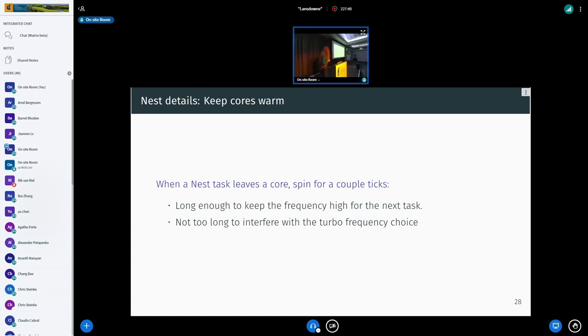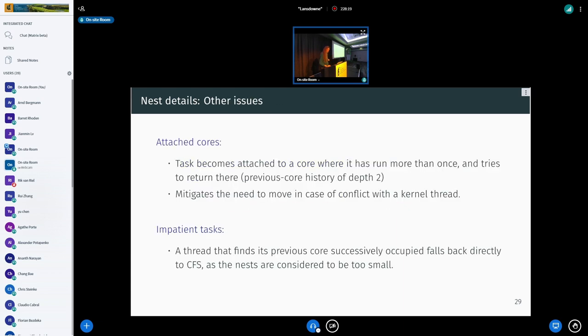So he asked about spinning. This is just the idea that when a nest task leaves the core, we spin for a little while. We cause the idle process to spin for a little while. It's supposed to be long enough to keep the frequency high for the next task, but not too long, because if you keep it spinning too long, then it will interfere with the ability of other cores to enter their highest turbo mode. So we don't want to do that. It's just a heuristic of a couple of ticks that it spins.